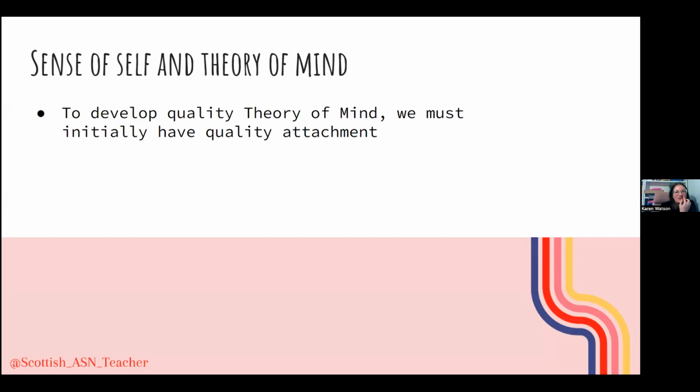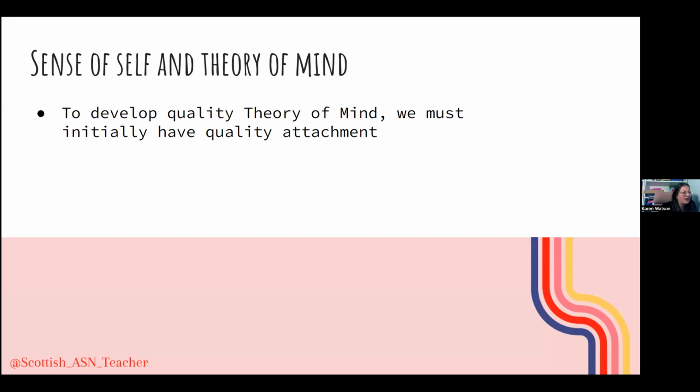So as it says, to develop quality theory of mind, we must initially have quality attachment. So theory of mind develops from your sense of self and the quality of that early attachment. If we have a strong sense of self, it helps us feel consistent and grounded. Theory of mind is the initial attribution of mental states to others.